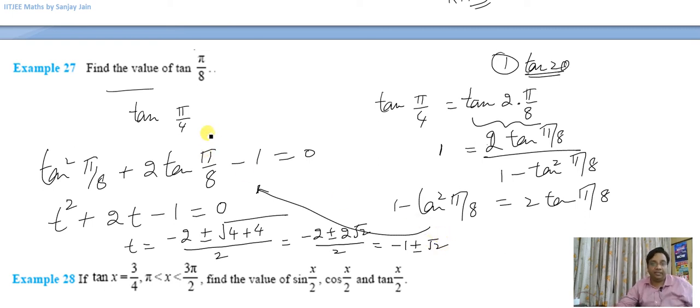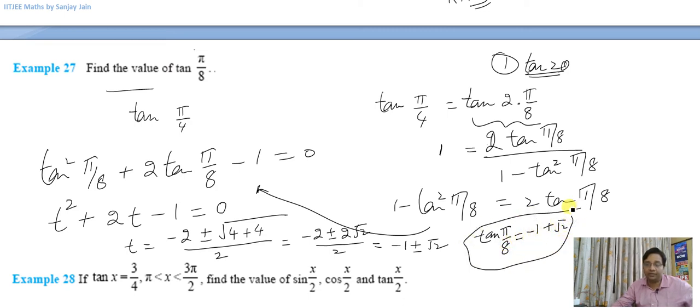And now if you see, this is the value of tan pi by 8, right? So it is in the first quadrant, so it has to be a positive value. So minus 1 minus root 2 will not be acceptable. So the only value is, tan pi by 8 will have the value minus 1 plus root 2. This is the value, okay? Now let us go to the next one.